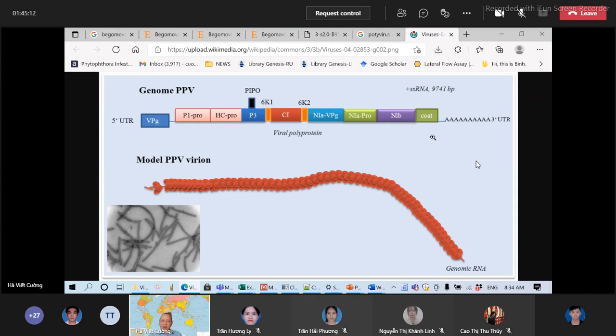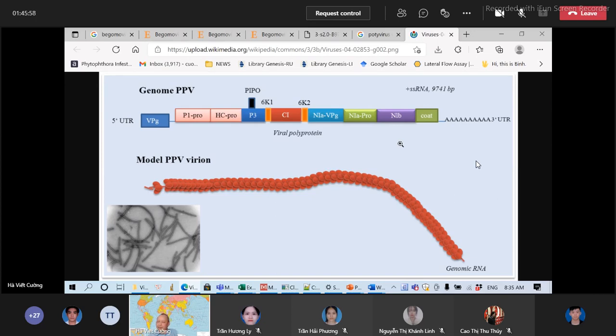Single strand, positive strand, single strand RNA. So you can see here, at the 3' end they have one poly A tract, and at the 5' end they have something bound there, the VPg. Because this virus belongs to the group of positive-sense viruses. What is positive sense? That means this genome can serve for translation directly inside the cell. Understand what I mean?